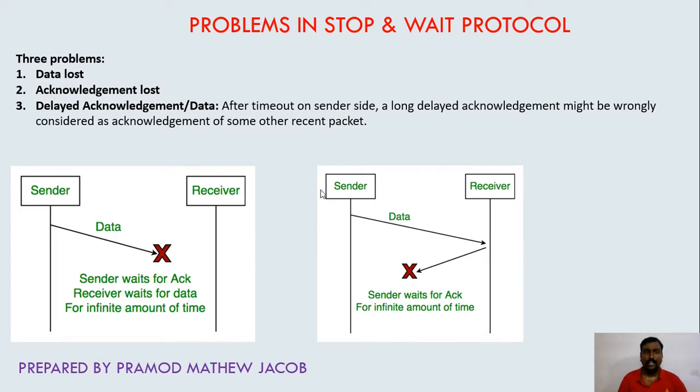Next one is delayed acknowledgement or data. That means the sender sends the data and after too much time due to some network delays, the acknowledgement may be received at the sender after a long time. This may create delay in the data transmission. So these are the three problems that may arise in simple stop and wait protocol.